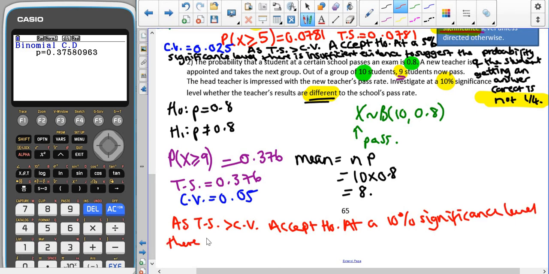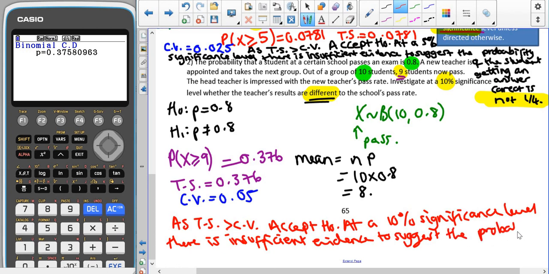There is insufficient evidence to suggest the probability of a student passing is not 0.8 or 80%.